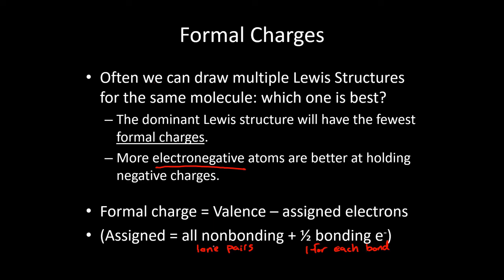And if it has a lone pair, then it gets assigned both of those, which should make sense because those aren't connected to anything else. They are on that atom and that atom only, and so that atom is assigned those electrons. So the formal charge is the valence electrons minus the assigned electrons.